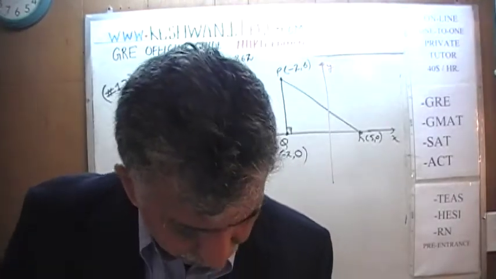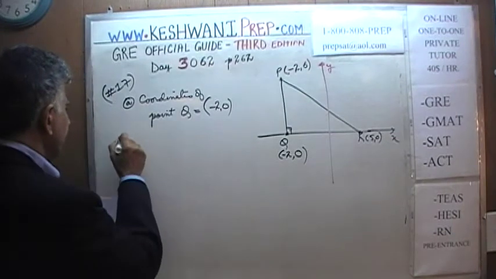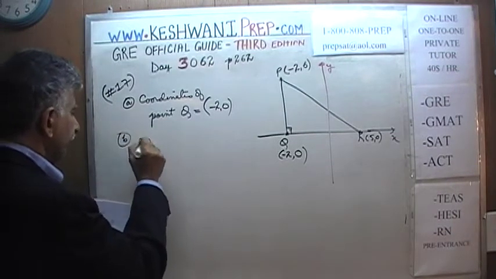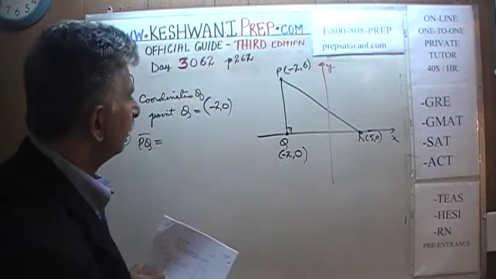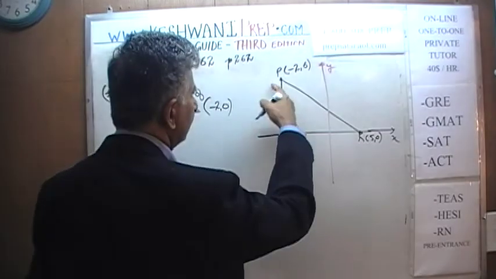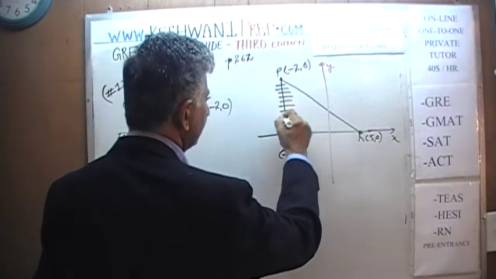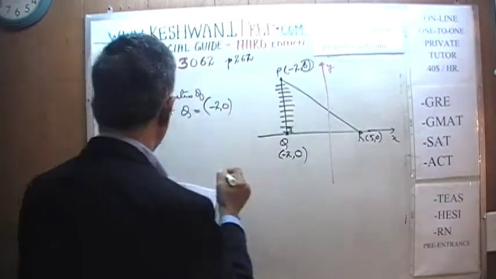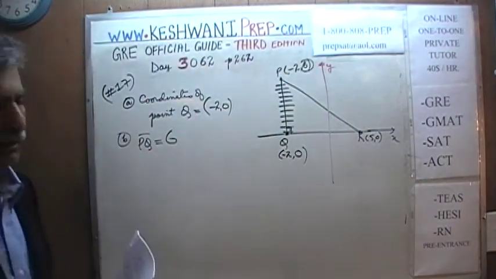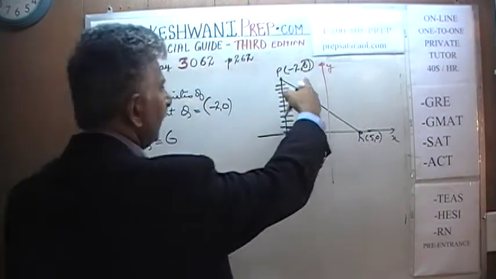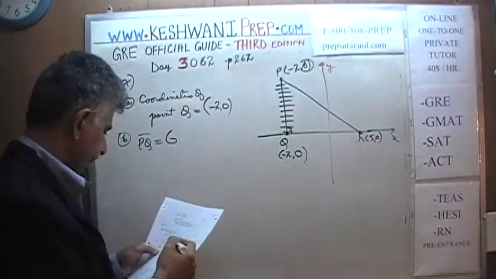They're looking for the length of PQ in part B. Length of P to Q, right here, this is the length P to Q, which is 6 units. The y-coordinate of point P is 6, and therefore the length of PQ is 6.